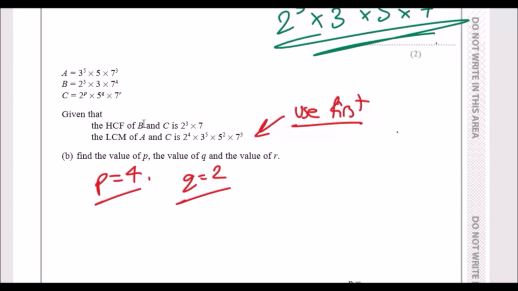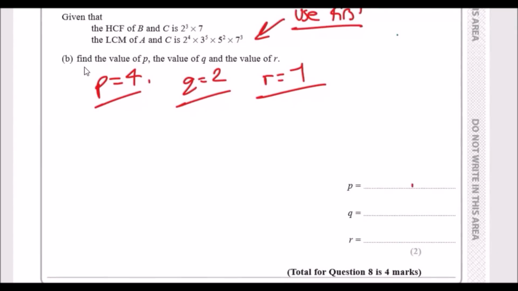Now the HCF just cares about the minimum that they both have at least. It tells us that of B and C, they both have at least a single power 7. This means R must be 1, because for this to be true, this has to be only a single power 7. If it was 2, then it would say 7 power 2. So R must be 1. And that's literally everything done here. So we should have 4, 2, and 1.